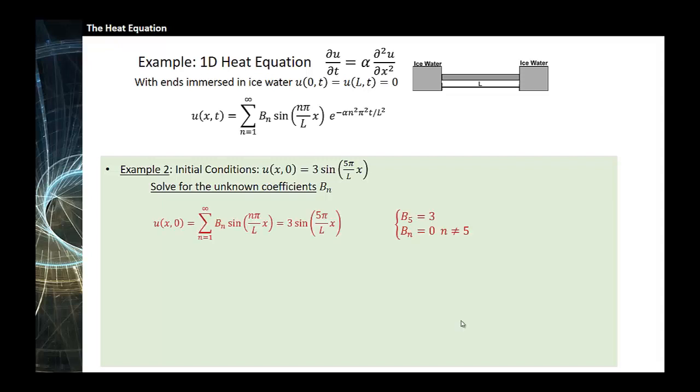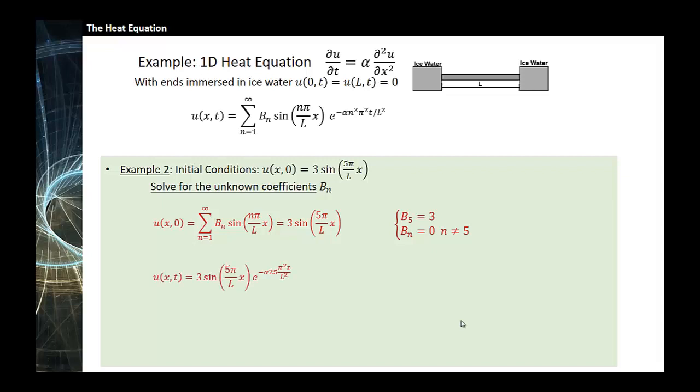Well, we can just plug t equal to 0 into our general solution here, and then set that equal to our initial conditions. And when we do that, we'll find that b sub 5 must be equal to 3, namely we only need to pick up the n equal to 5 term. And b sub n is equal to 0 for n not equal to 5.